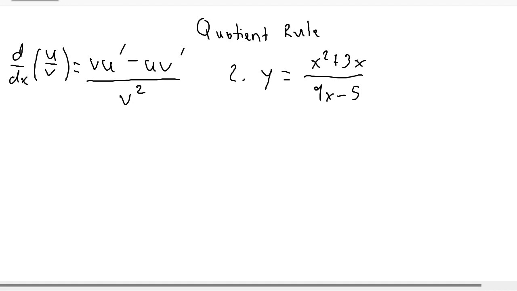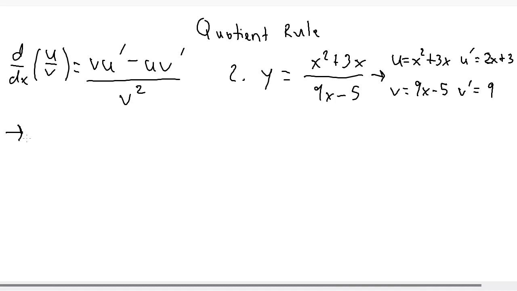So now let's take a look at another problem, x squared plus 3x over 9x minus 5. So once again, I'm going to name my u and v. So u will be x squared plus 3x, and v will be 9x minus 5. So u prime, or the derivative of u, will be 2x plus 3, while v prime, or the derivative of v, will just be 9.